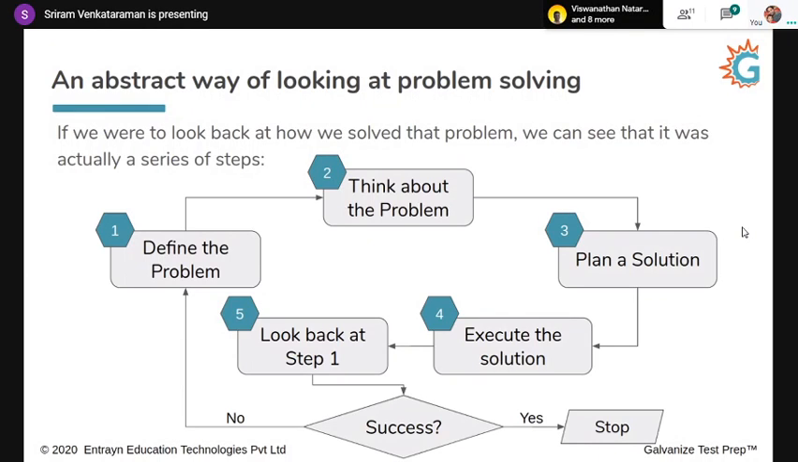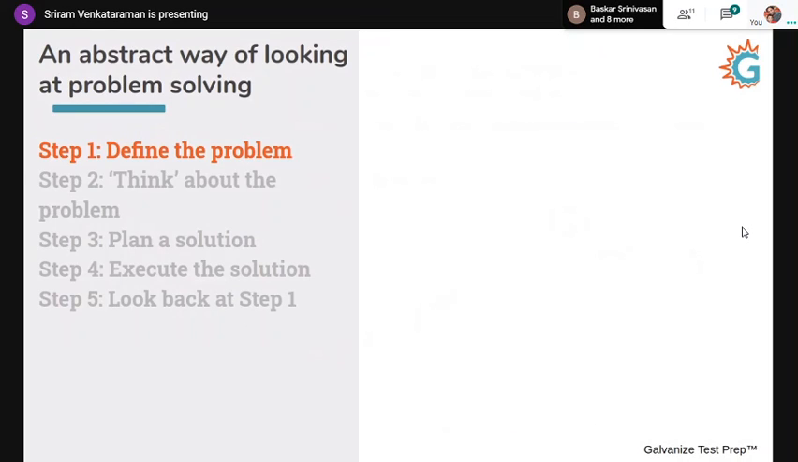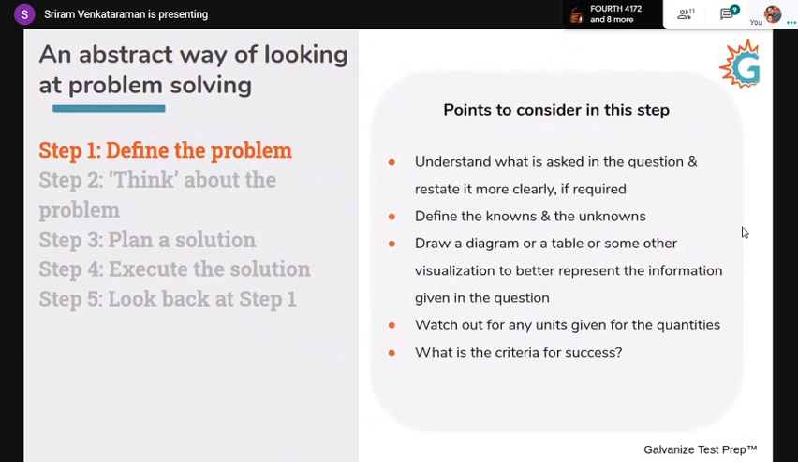These steps might seem a little abstract at first, but let's try to understand each of these steps a little bit more, and let's try to explain what it is that we're looking for when you're doing these steps in the context of solving a problem in a test. So the first step is to define the problem. Here, the goal is to understand what is asked in the question and state it in a way that is more clear to you. That's the entire goal of this step.